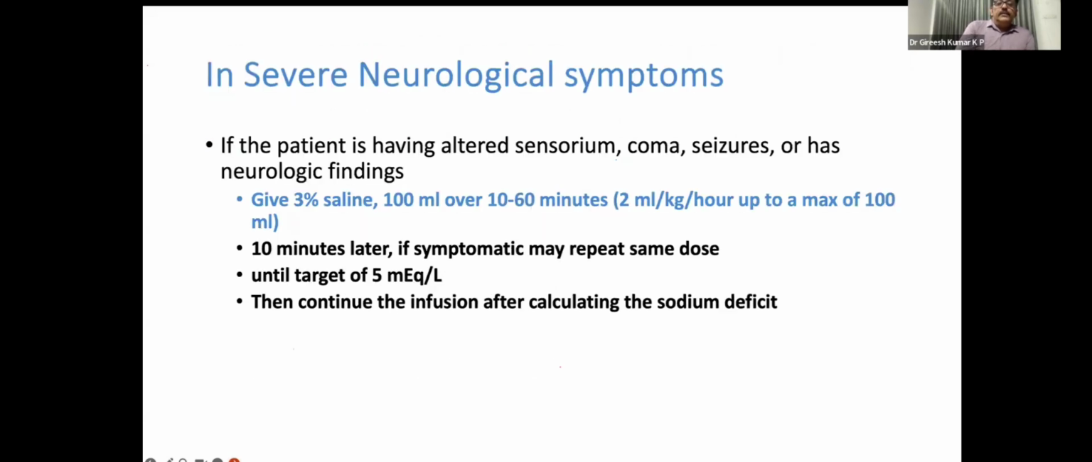Now, there are some conditions where we have to give bolus 3% saline. In patients who have severe altered behavior, coma, seizures, especially seizures, you can give an IV push of 3% saline, 100 ml over 10 to 60 minutes. 2 ml per kg per hour can be given according to standard protocol, but very rarely will this happen. But if the patient is in a severe comatose state or has severe seizures uncontrolled with your routine medications, you should try this. Complications can happen in these patients, but here it is an emergency. We have to give an IV push.